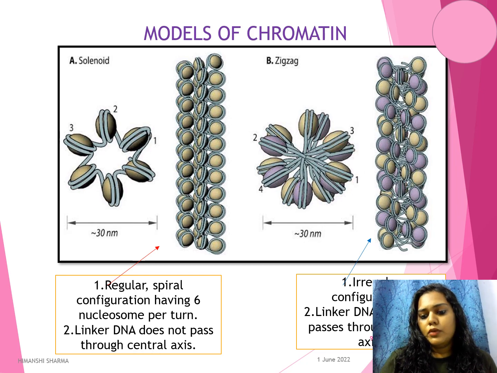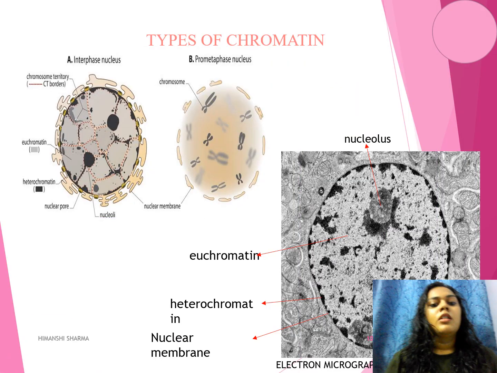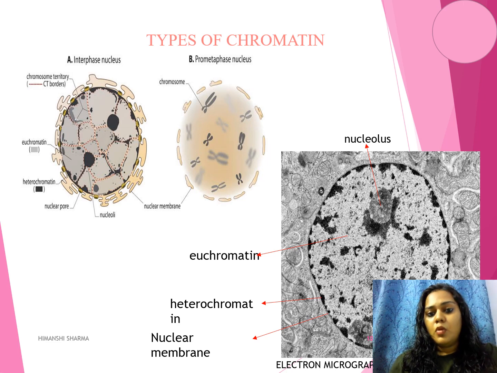Now moving on to the next slide. Types of chromatin. We can see these are euchromatin and heterochromatin. This light one is the euchromatin, which is placed toward the center, and this dark one, which is more towards the periphery, is the heterochromatin.